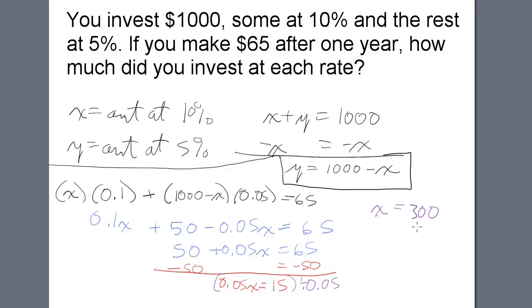So we can write 300 at 10%. And then if y is 1,000 minus x, we can write y equals 1,000 minus 300. So y equals 700, and that's at 5%. So you want to make sure you box or circle your answer. So 300 at 10% and 700 at 5%.